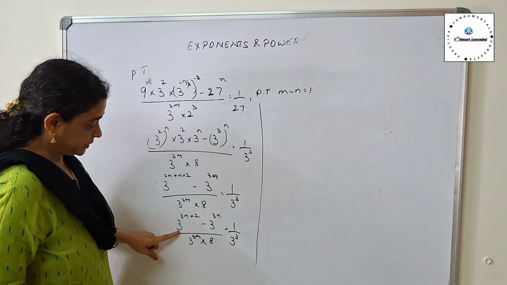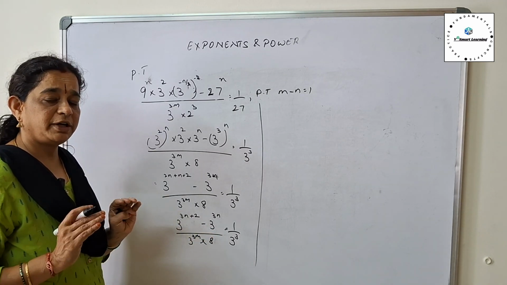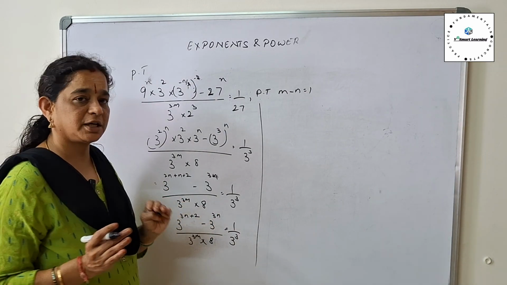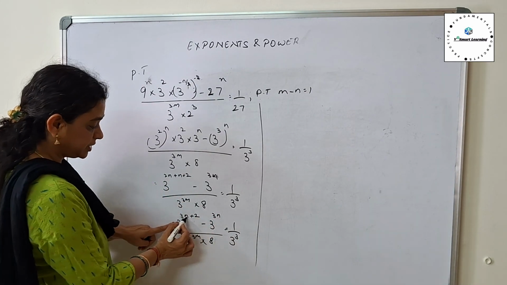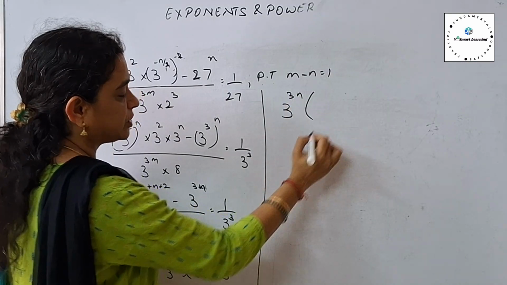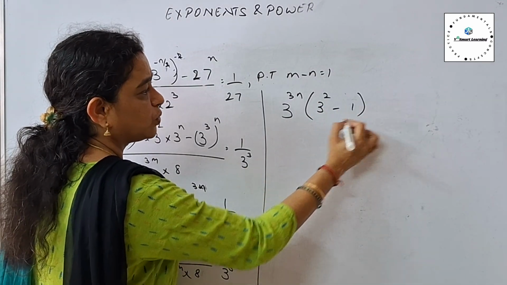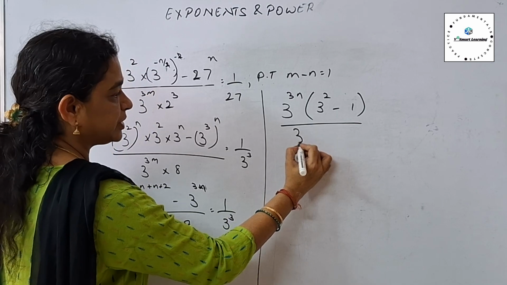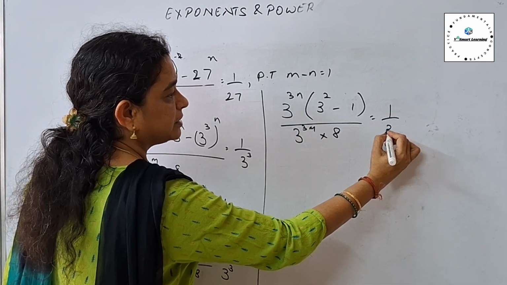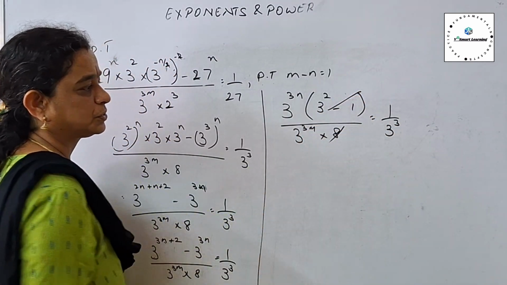Now, I told you these have a common base, but there is a negative sign. One of the ways to convert the negative sign into a product is to take out a common factor. You see 3 to the power of 3n is common here. So 3n I take out common. What is left behind? 3 squared minus 1 by 3 to the power of 3m into 8 is equal to 1 by 3 to the power of 3. So 9 minus 1, 8 goes.